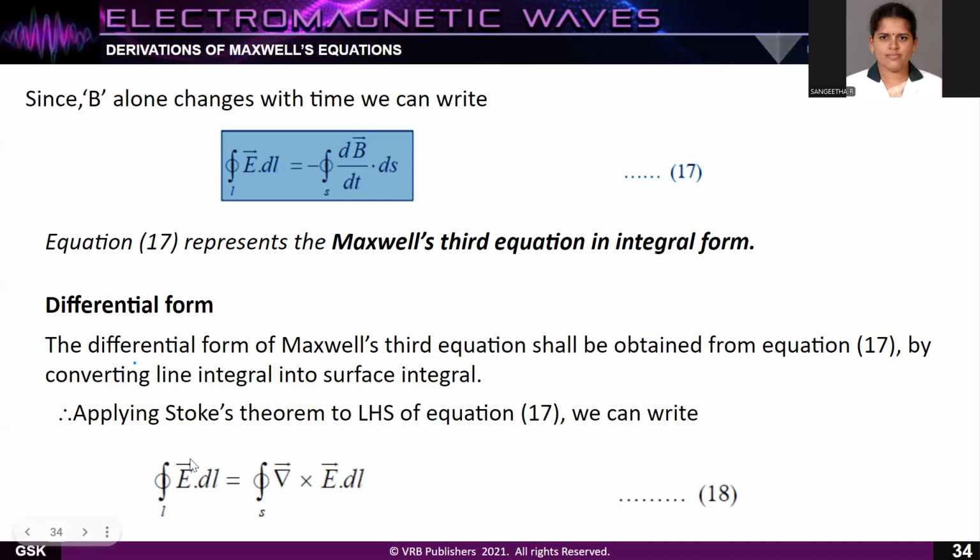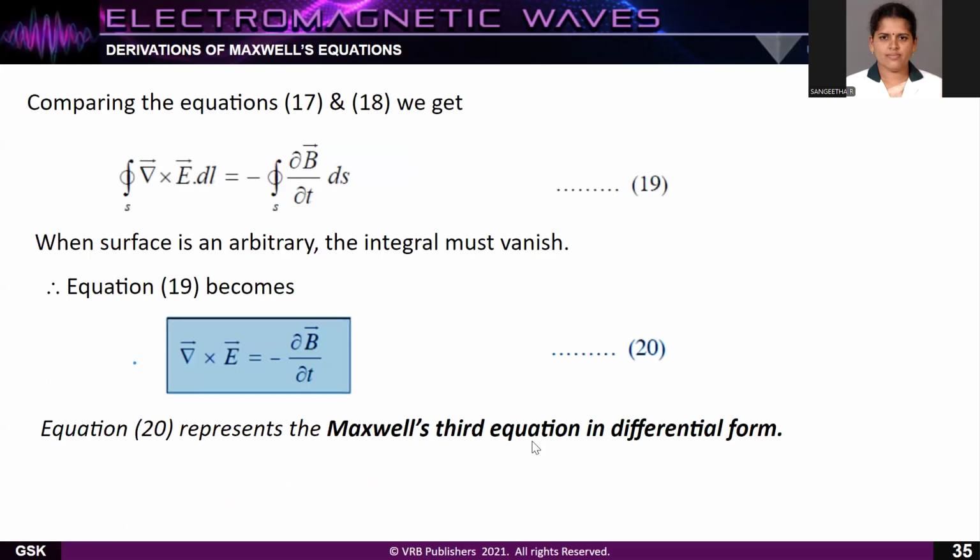In Stokes theorem, the line integral of E vector dot dl is equal to the surface integral of del vector cross E vector dS. Comparing the above two equations, we get the closed surface integral of del vector cross E vector dS is equal to the closed surface integral of minus dB vector by dt dS. Since the surface is arbitrary, the integral will vanish, as both sides have the same integral. If the integral vanishes, what happens? Del vector cross E vector is equal to minus dB vector by dt. That is the Maxwell's third equation in differential form.